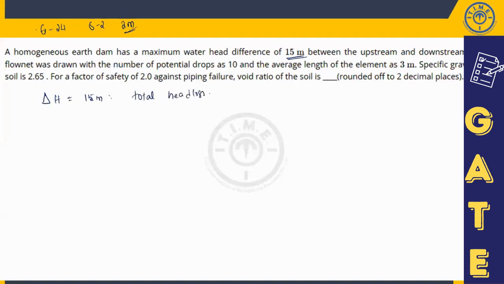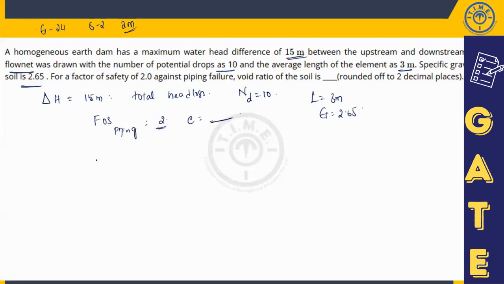A flow net was drawn. So this is a question from flow net. With number of potential drops Nd, 10. Average length of each element 3 meter. L is equal to 3 meter. Specific gravity of soil G is 2.65. Factor of safety against piping failure 2. Void ratio of soil is dash.